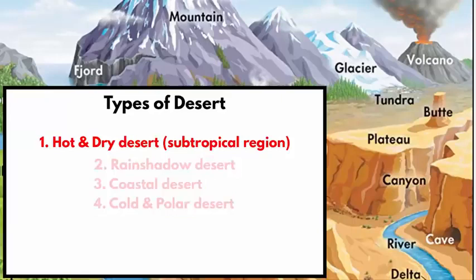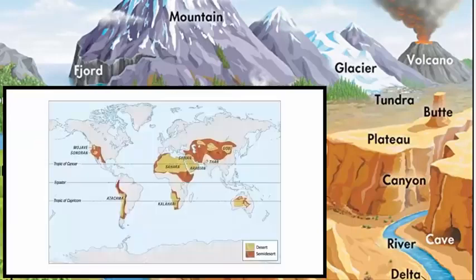The first one is hot and dry desert, which exists in the subtropical region. They are along the Tropic of Cancer and Tropic of Capricorn. In the subtropical region, pressure differences and circulation patterns of air masses hinder the formation of clouds. That is why there is very little rainfall on the land, which eventually causes subtropical deserts.